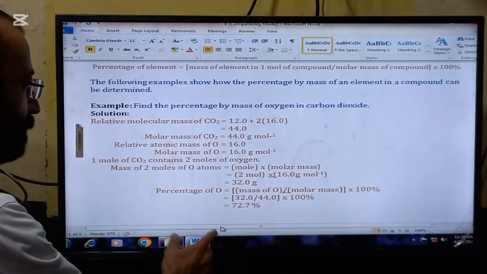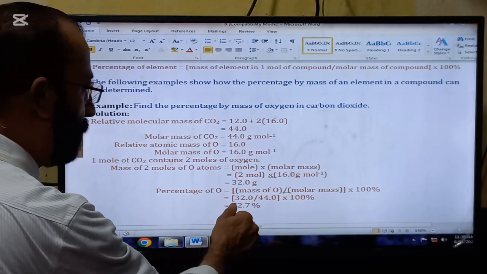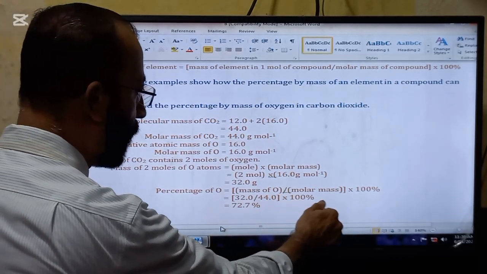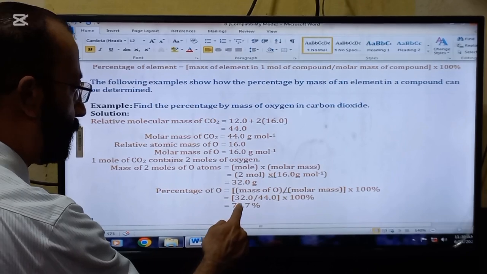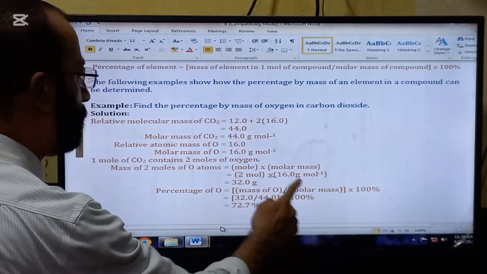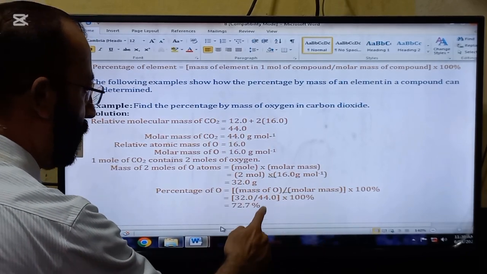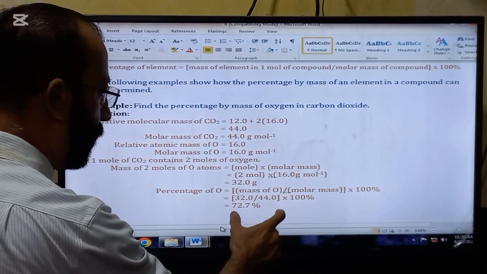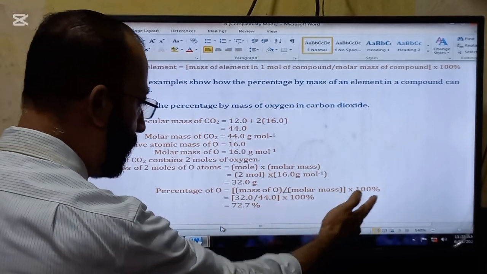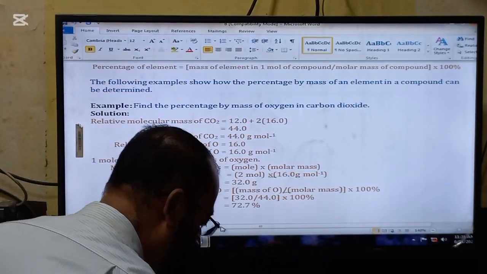So the final step: percentage of O will be equal to mass of O over molar mass multiplied by 100%. The mass of O is 32, over the molar mass of the compound, that is 44, placed in the denominator, multiplied by 100%. You will solve this on the calculator and get the answer. The percentage sign will be with it.